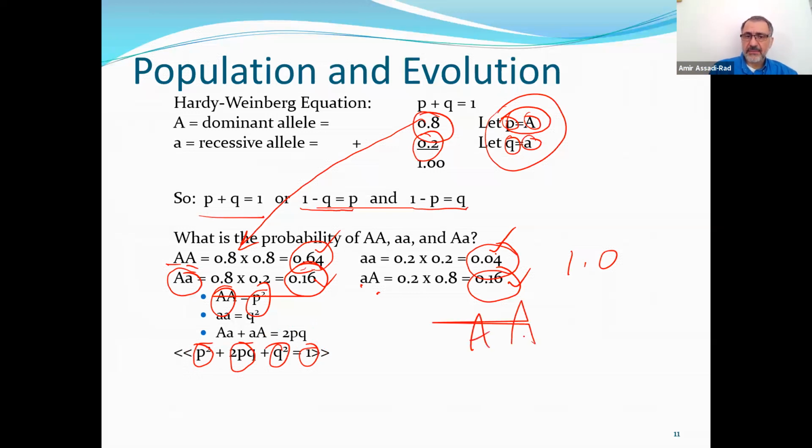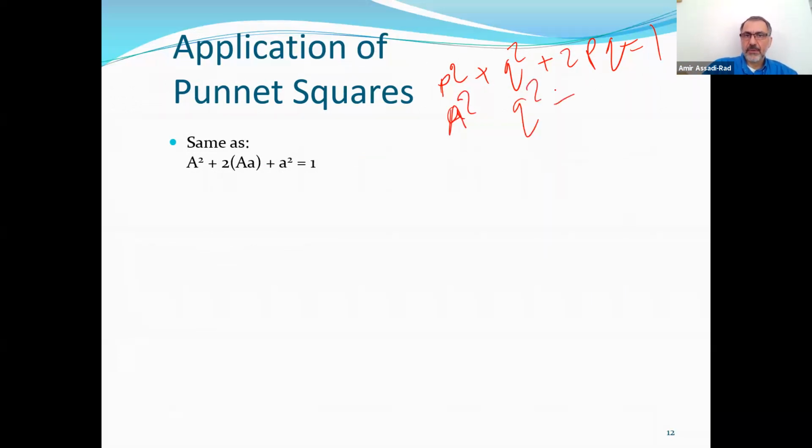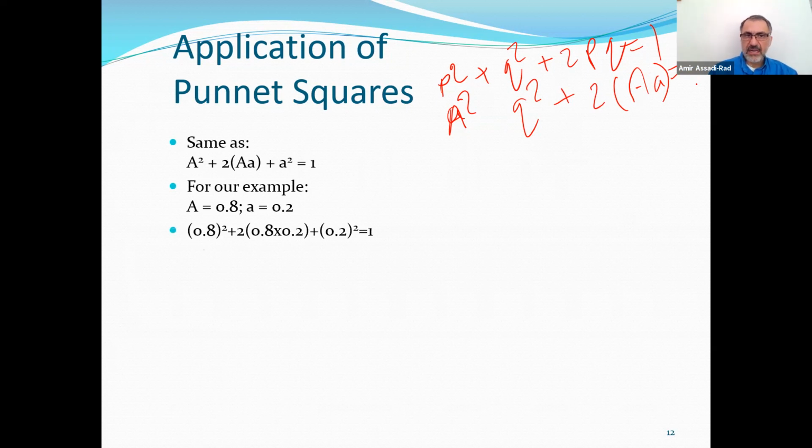100% of the population is either capital A, capital A, or small a. But remember, this one is twice. That's what this 2 is, 2PQ. So, having said that, I can use the formula P squared plus Q squared plus 2PQ equal to 1, right? So A squared plus Q squared plus 2 parentheses A small a equal to 1. For example, 0.08 and 0.02, and you can put it together. We already talked about that. 0.64, 0.32 plus 0.04 is equal to 1.